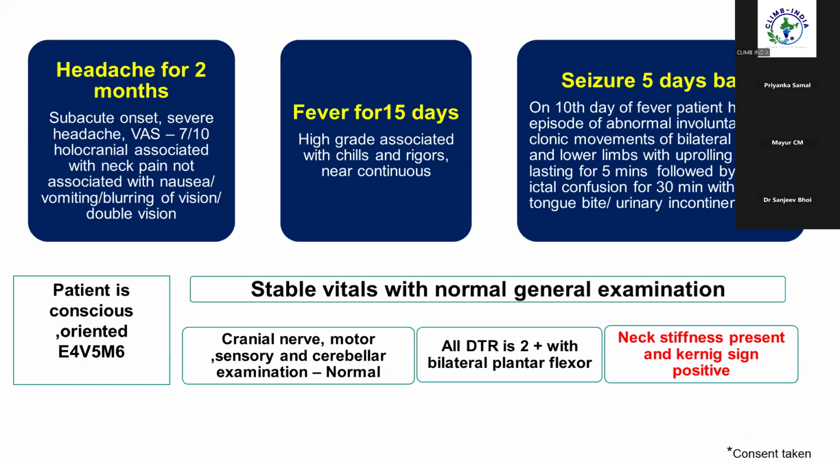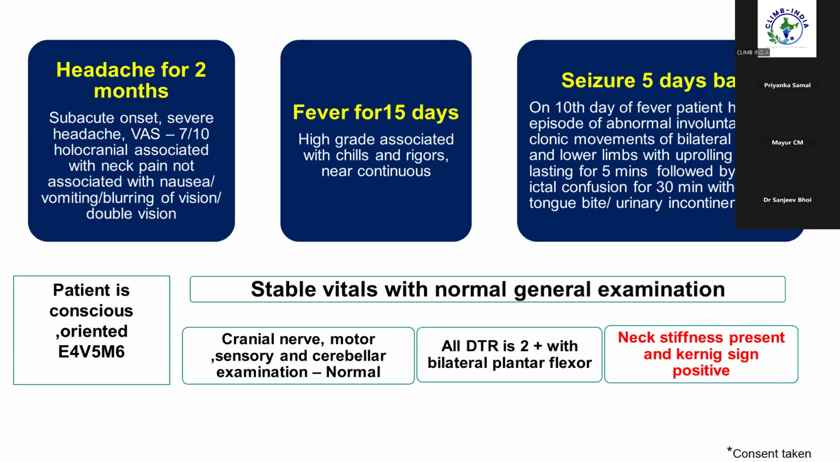Headache was subacute in onset, severe, vascular, 7/10, holocranial with neck pain, not associated with any vomiting, blurring of vision or sense of raised ICT. Fever for about 15 days, high-grade with chills and rigors. And just before coming here, 5 days back, she had one episode of GTCS lasting for 5 minutes.